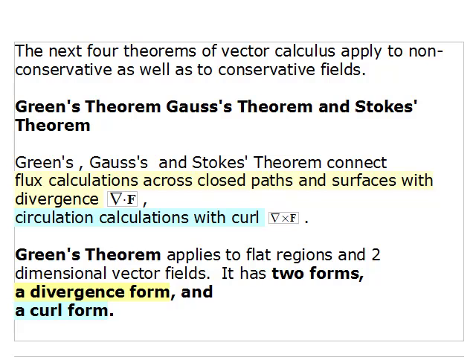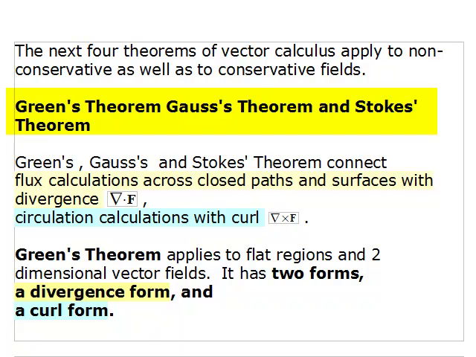The next 4 theorems apply both to conservative fields and fields that are not conservative. And here are their names: Green's theorem, and there are 2 forms of Green's theorem, Gauss's theorem, and Stokes theorem. Okay, these are the names of the theorems. Remember, Green's is going to have two forms. Gauss and Stokes only have 1 form. I'll talk a little bit about the name Stokes in a minute.